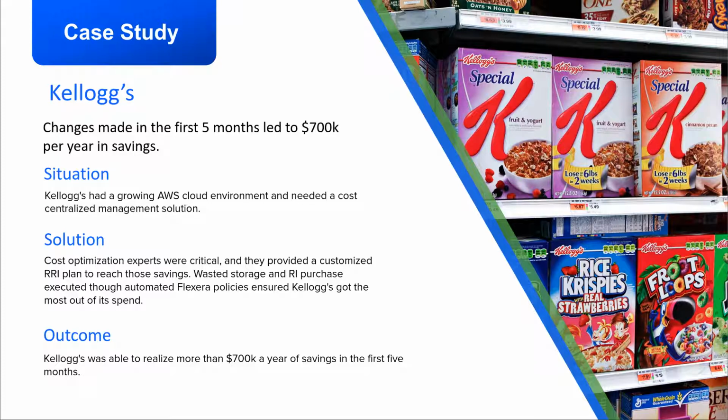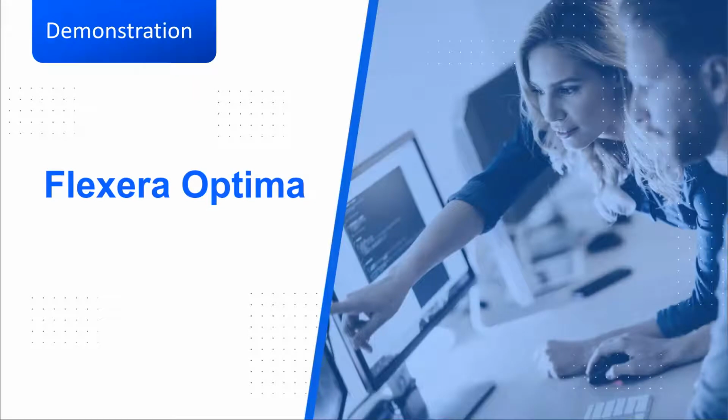And so the outcome was they saved more than 700K in the first year. So in the first 5 months, actually. So you can see where that is huge. So let's go ahead and show you the actual tool, and I'll go ahead and go into the Optima tool that we use.